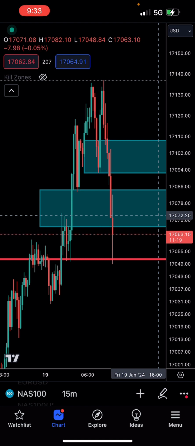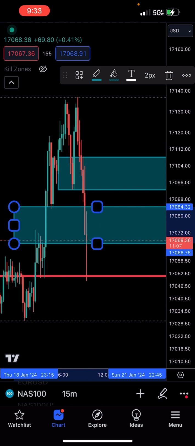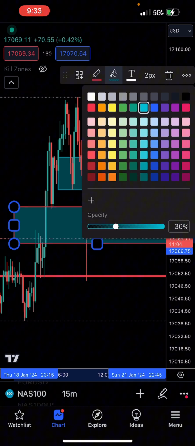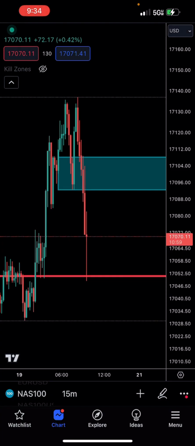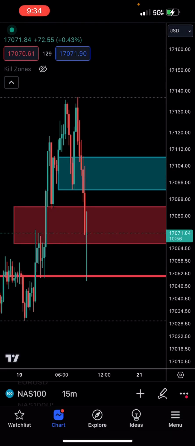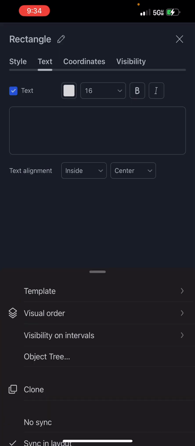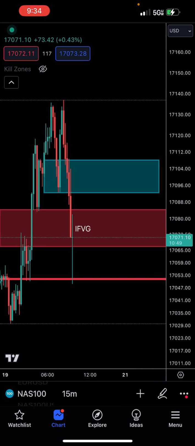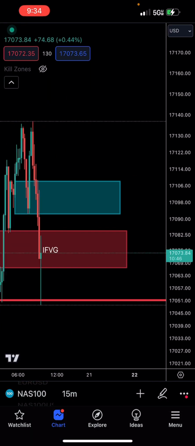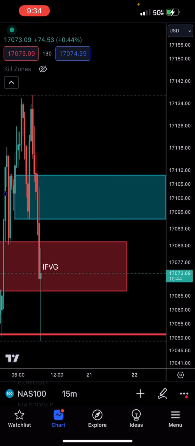But we do have this breaker for now, and actually we do have an inversion fair value gap right here. So I'll label these for you guys. Wait, where did it go? Okay, I'll label these inversion fair value gap. Okay, now it's still super early, so we don't want to get excited.